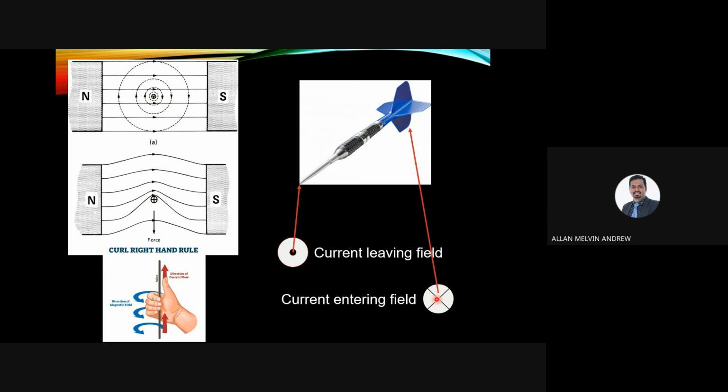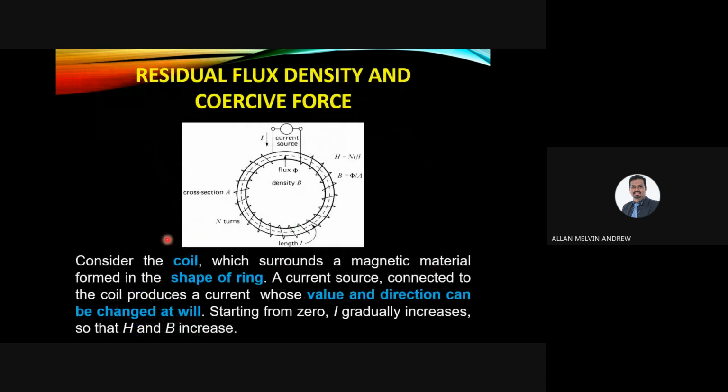So in this case, we know the current is moving inward. The current is entering the field. So you take your right hand, you put the thumb in the direction of the current, and you curl your hand. Then we can get the magnetic field of the conductor in a clockwise direction. So then we can do our analysis. This is just for you to understand.